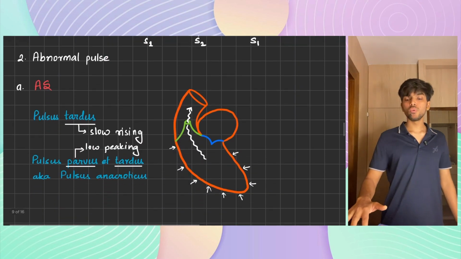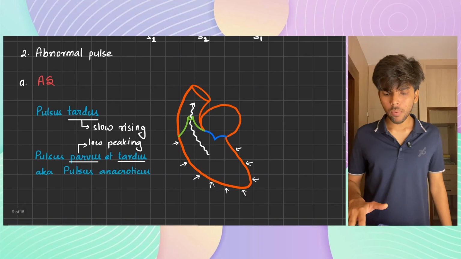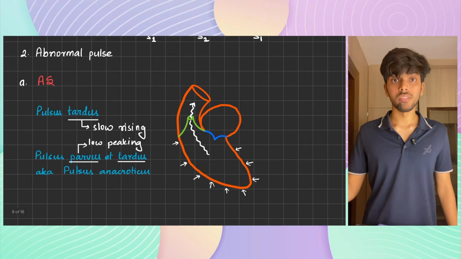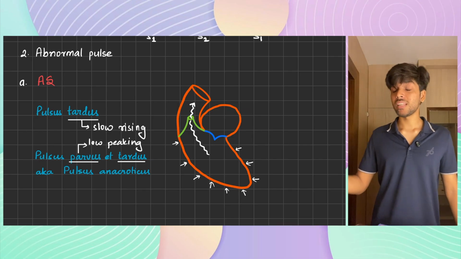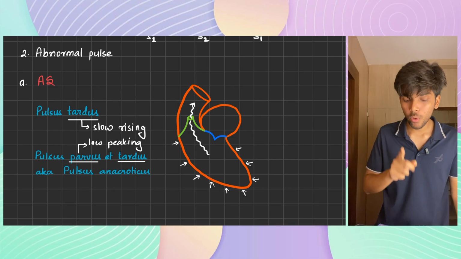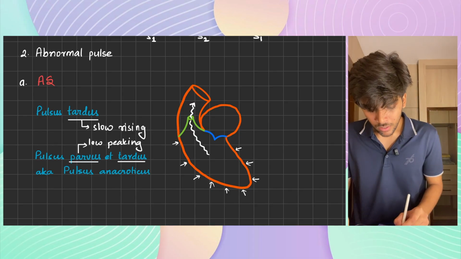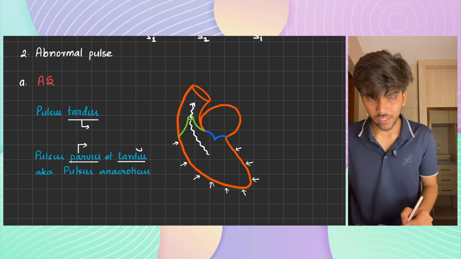Okay, now let's look at the various abnormal pulses. And I'm going to teach you these abnormal pulses on the basis of pathologies. So in certain pathology, you have certain type of abnormal pulses, and in other pathologies, you get other type of abnormal pulses. Starting off with aortic stenosis. Okay, what is aortic stenosis?